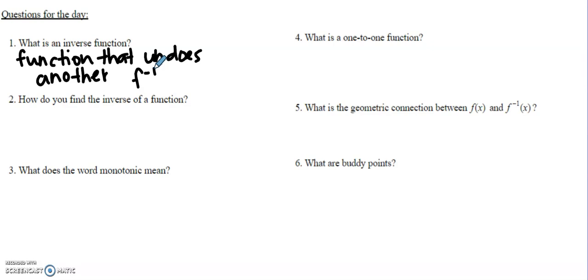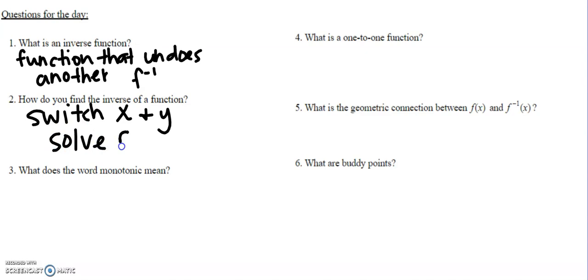How do you find the inverse? We switch all of our x's and y's. So all of our domains become ranges, and our range becomes our domain. So we switch our x's and y's, and then we solve back for y. This was in your review from pre-calc.